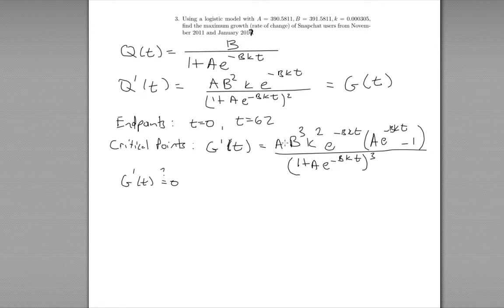Now, if we look at the numerator, we have a whole bunch of constants. Remember, these are numbers. They're given. You know, a is 390, etc. A is a number, b is a number, k is a number. So this little part here, that's all one big number.